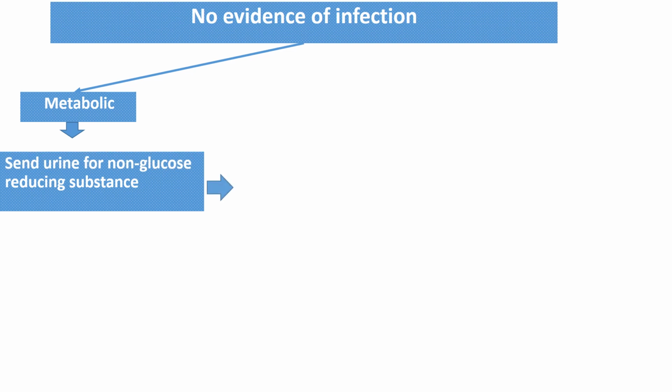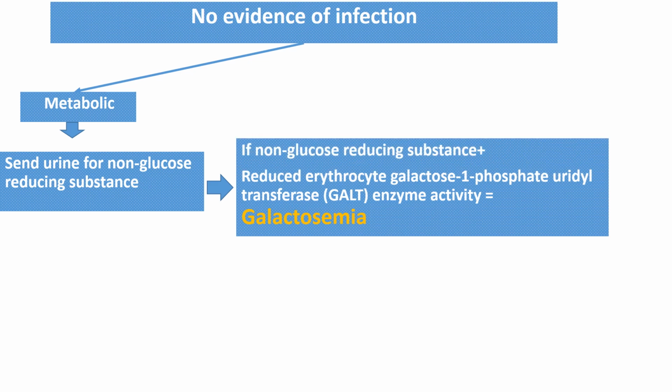Metabolic disorder: if you don't find any evidence of infection, then you have to rule out metabolic disorders. In this, first you have to send the urine for non-glucose reducing substance to rule out galactosemia. If it is positive, then for confirmation you have to send the erythrocyte galactose-1-phosphate uridyl transferase, GALT, enzyme activity. It will be reduced in galactosemia.